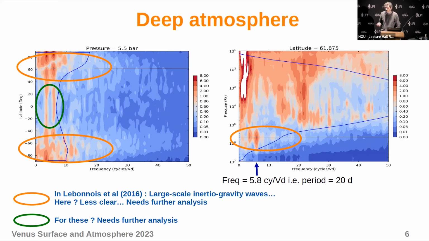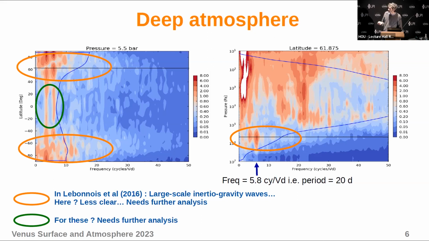Now I want to go deeper in the atmosphere and investigate the waves that are visible at a deeper pressure. On the left, you've got 5.5 bar. And on the right, you've got the latitudinal, the vertical profile as a function of frequency for 62 latitude. And in the orange circle, you can see the dominant part of this wave activity that is located mostly at high latitude.